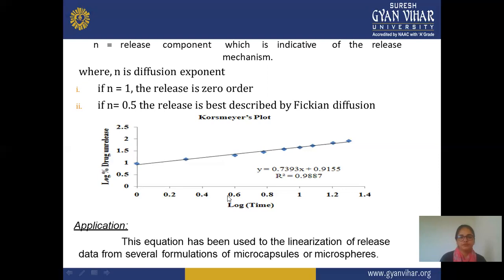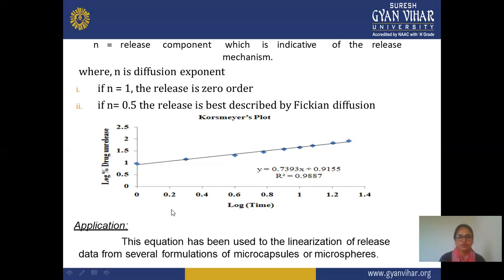Korsmeyer-Peppas model. In this, you can also plot log time versus log percent drug release. In all types of graph, mostly it is plotted as time versus percent release. In this, you take log time versus log percent drug release, and if we do a linear fit of release, the R square value is 0.9887. This is a standard specific value of R square, and y is equal to 0.7393x plus 0.915, and the R square value is 0.9887.